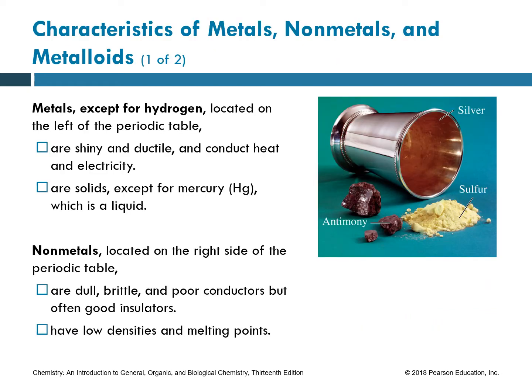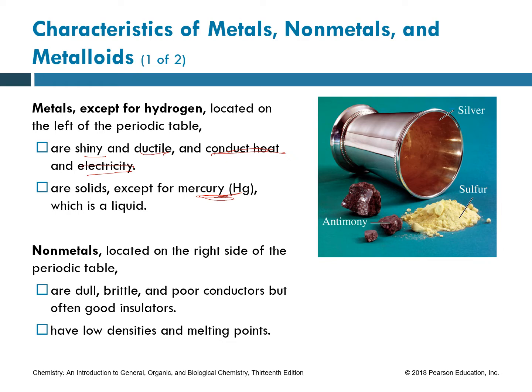So metals, except for hydrogen, are located on the left side of the periodic table. Metals are what? They basically are shiny, they are ductile, they are conductors of heat and electricity, meaning they'll let electricity and heat pass through them. Ductile means that you can bend them and turn them into wires and stuff, right? They are solids except for mercury, which is a liquid. Mercury, remember, is filled up in thermometers. So mercury is the only metal that exists as a liquid.